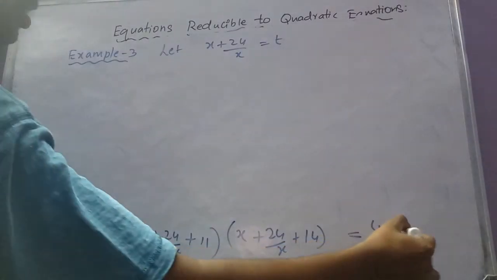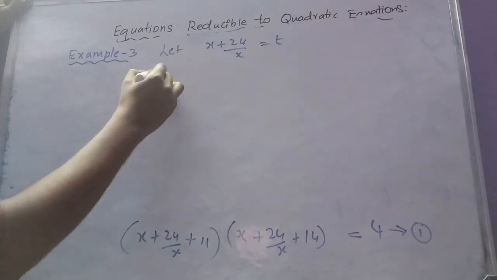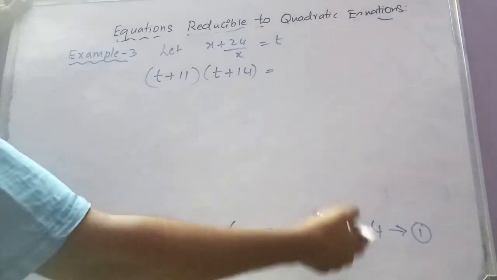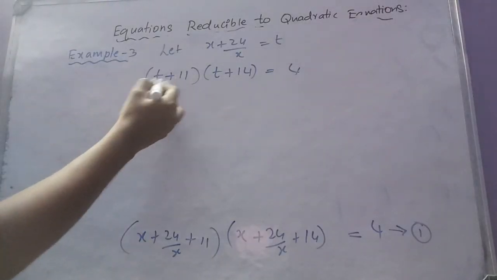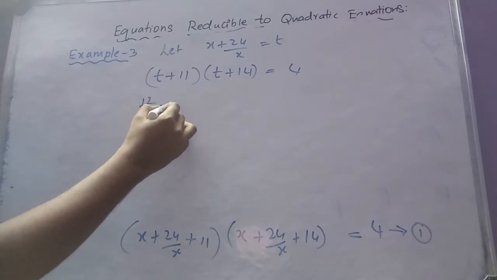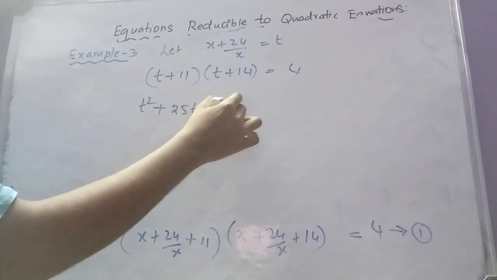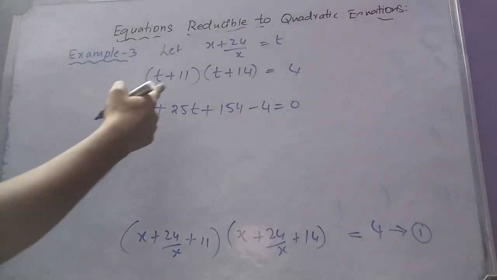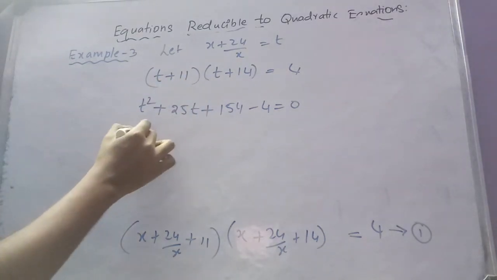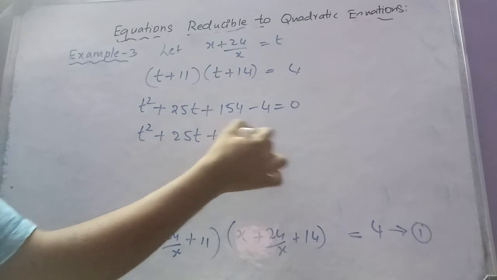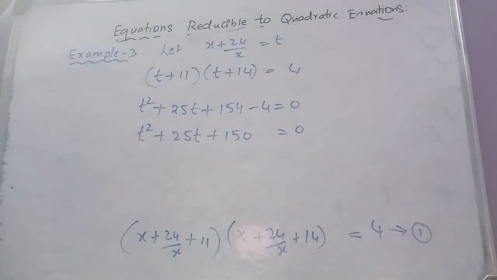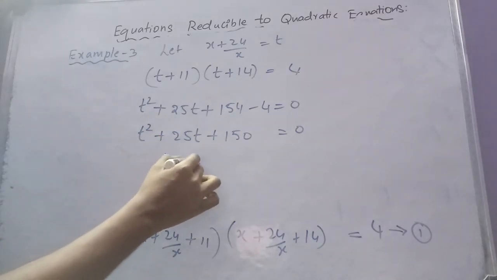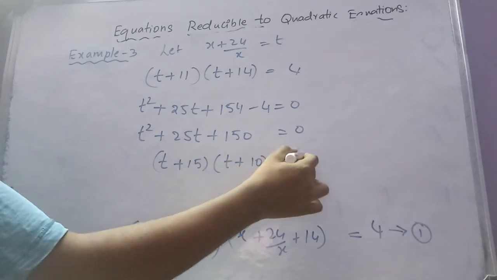Then what happens to this first equation? This becomes (t + 11)(t + 14) = 4, correct? Expand this, you get t² + 25t + 154, and take the 4 to the left side, minus 4 equal to 0. I hope you understood how I got this expansion. So t² + 25t + 150 = 0. Right? Now let us factorize. If you factorize this quadratic polynomial, you will get (t + 15)(t + 10) = 0.